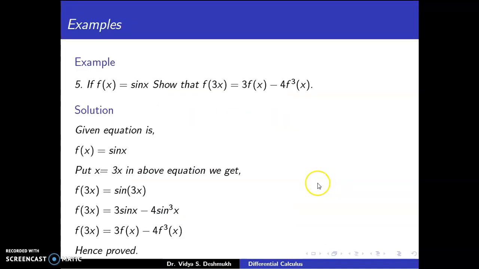Here is also a next example. If f of x is equals to sin x, show that f of 3x is equals to 3 times f of x minus 4 f cube x. Now the given equation is f of x is equals to sin x. Put x is equals to 3x in above equation. So we get f of 3x is equals to sin 3x.